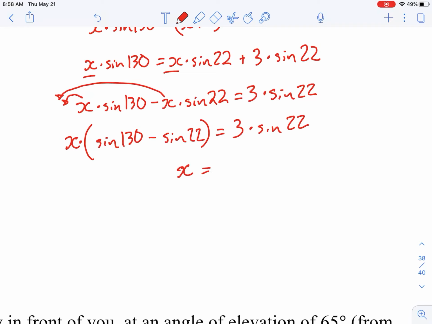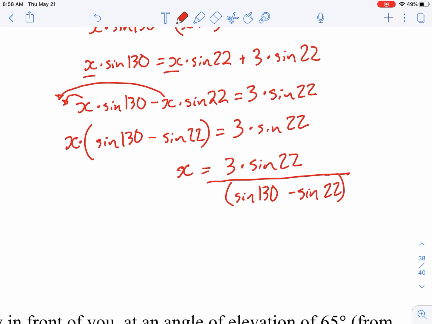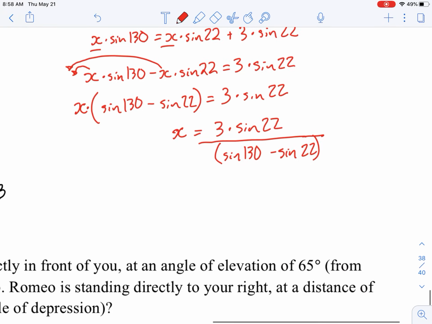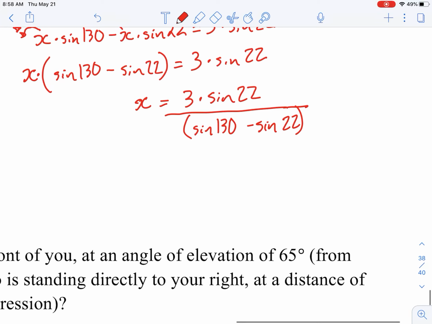Then I'm going to divide both sides by the brackets to isolate the x. To get x all by itself, we only have one x. Now we can just simply throw that into our calculator. And we are rounding to, it doesn't say, so we can keep 2 decimal places there. 3 times sine 22 divided by sine 130 minus sine 22.